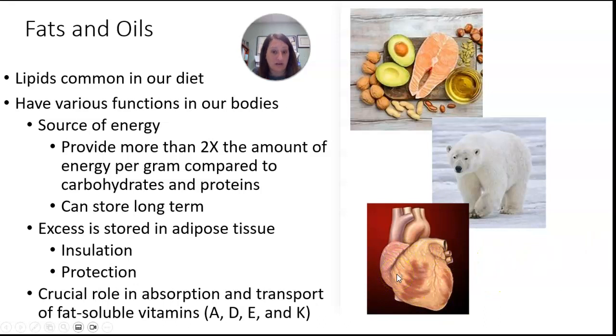Now, too much fat around your organs, so a high amount of what we call visceral fat, is very dangerous. But a small amount is good. Okay, we got to find that balance. Not too much, not too little.